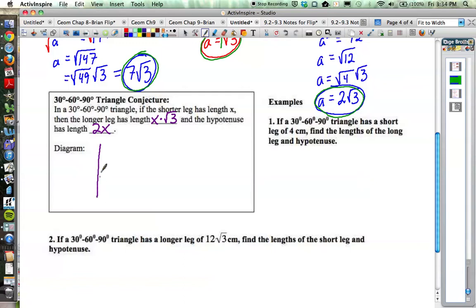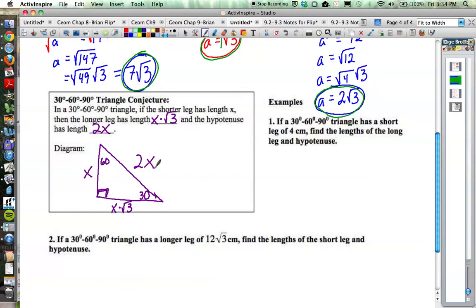So if we sketch out a 30, 60, 90 triangle here, and it's not to scale, so don't try measuring it with the protractor, but let's say that this up here is our 60-degree angle and this is 30. What we're saying is that the short leg, which we know is across from the smallest angle, let's call that x. Our longer leg, which is always across from the 60-degree angle, is x times the square root of 3. And our hypotenuse, which of course is across from the right angle, is 2 times x. So that relationship will always be true.